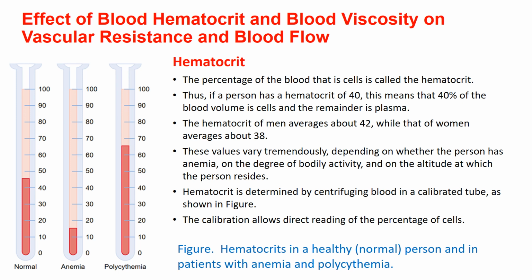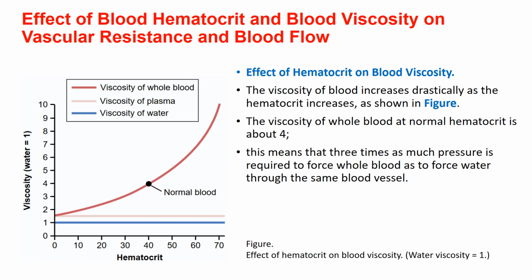Hematocrit is determined by centrifuging blood in a calibrated tube, as shown in the figure. The calibration allows direct reading of the percentage of cells. Figure: Hematocrits in a healthy, normal person and in patients with anemia and polycythemia. Effect of blood hematocrit and blood viscosity on vascular resistance and blood flow. Effect of hematocrit on blood viscosity.